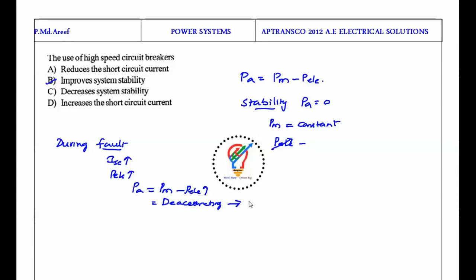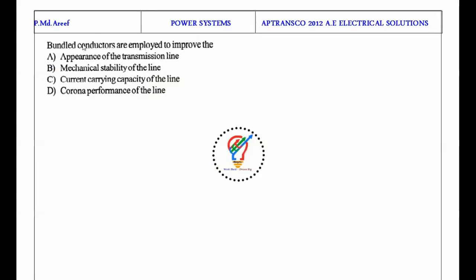So the machine may lose stability. So in order to maintain the stability, some of the electrical power demand can be removed. With the help of high speed circuit breakers, we can maintain the stability here. So by the use of high speed circuit breakers or a high speed governing system, we can improve the transient stability. Next question. The next question is, bundle conductors are employed to improve.